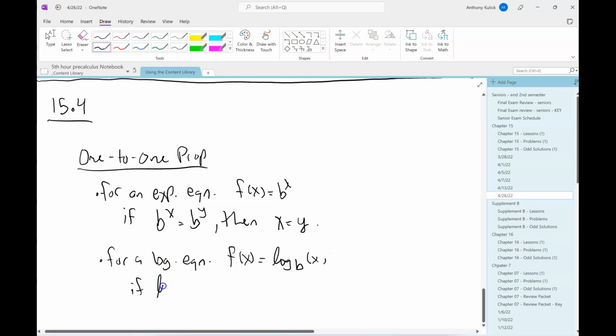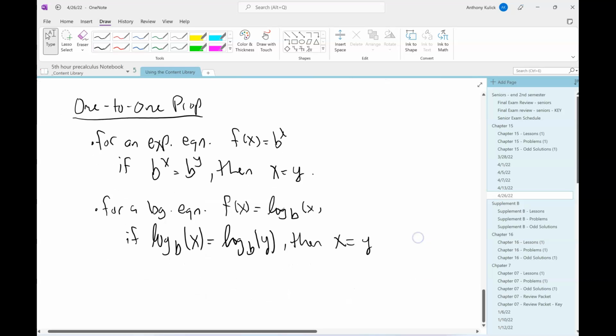And then I can say the same thing about a logarithmic equation. That if I can rewrite my logarithmic equation so that the left-hand side and the right-hand side are both log of the same base, then I can just take the inside parts and set them equal to each other and solve.